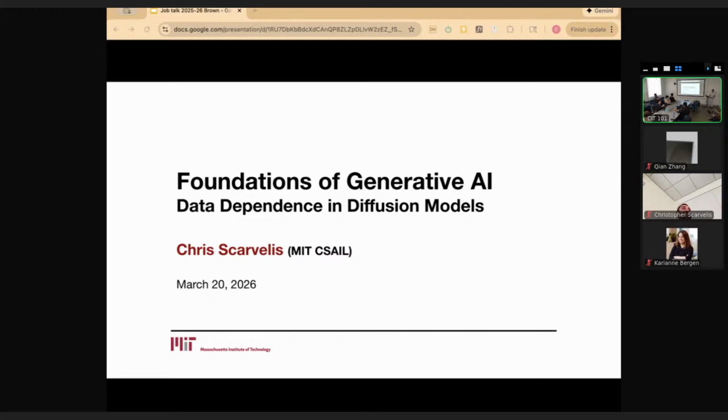And I work on the foundations of generative AI. I'm particularly interested in how generative models are shaped by their training data, and I'd like to spend some time with you today exploring that relationship through the lens of diffusion models.